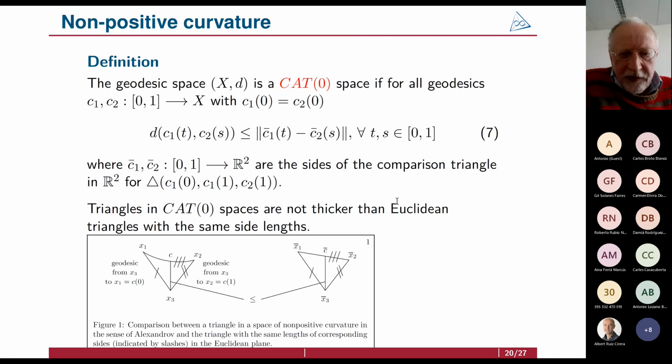So now I want to recall some classical concepts of non-positive curvature. Of course, in manifold geometry, you have Riemann's notion of curvature and Riemann's notion of sectional curvature, and you know what non-positive sectional curvature is. And Alexandrov generalized that to so-called CAT(0) spaces. These are geodesic spaces.